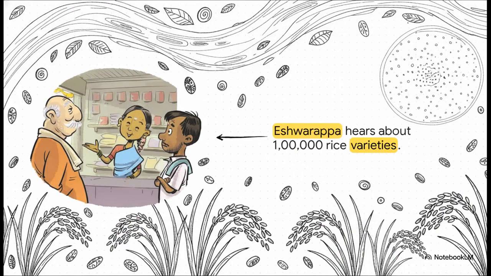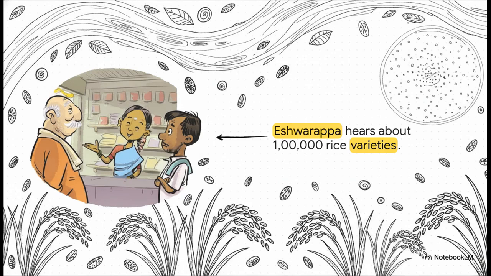To set the scene for you, I want you to meet Eshwarappa. He's a farmer from the town of Chintamani in Karnataka. So he's on a pretty regular trip to the market to buy seeds for his rice field when he overhears a conversation that just completely stops him in his tracks. A man named Ramana is explaining that historically, their country had about a lakh, which is 100,000 or 1 lakh varieties of rice. Just let that sink in for a second. 100,000 unique varieties of a single grain.